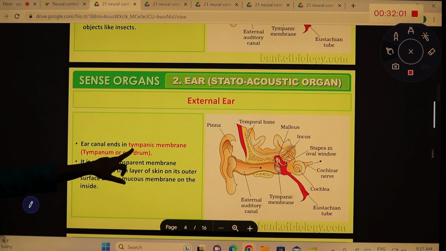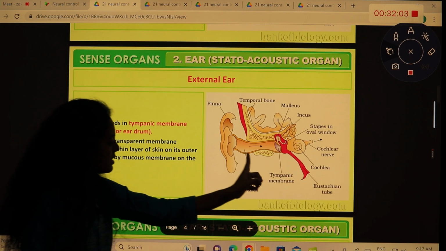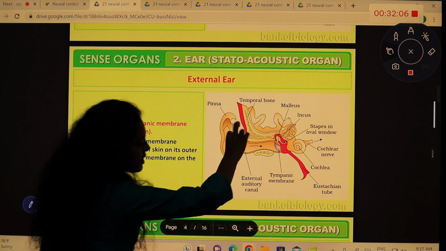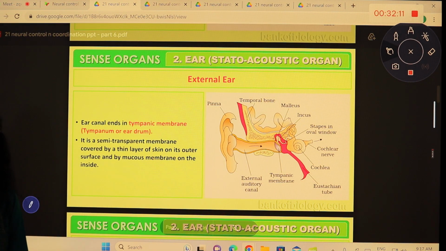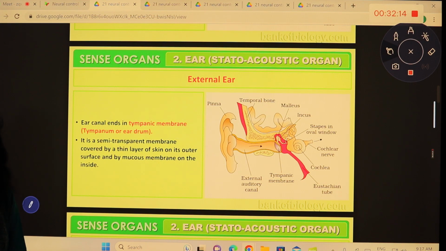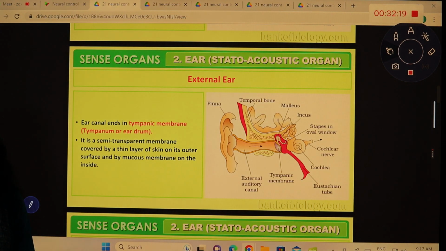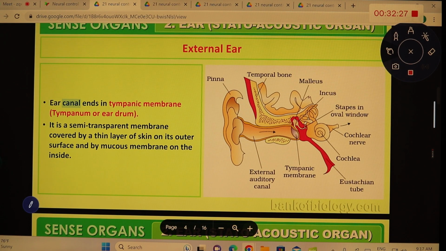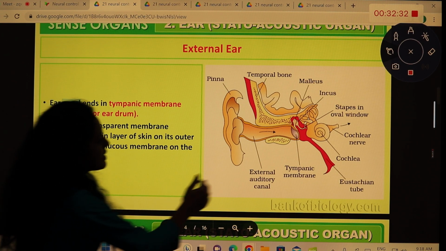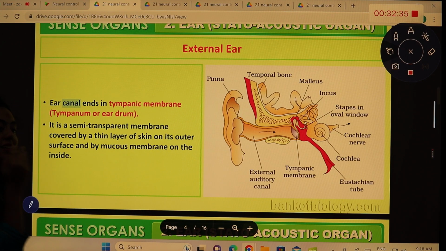Then the ear canal ends in the tympanum. Can you see? This is your pinna, this is your auditory canal, and the auditory canal ends in a tympanic membrane. What you see is a very small part of the ear. There is a lot inside. What is this tympanic membrane? It is a semi-transparent membrane covered by a thin layer of skin on its outer surface and by mucous membrane on the inside. So inside it is mucous membrane, outside it is a very thin layer of skin.